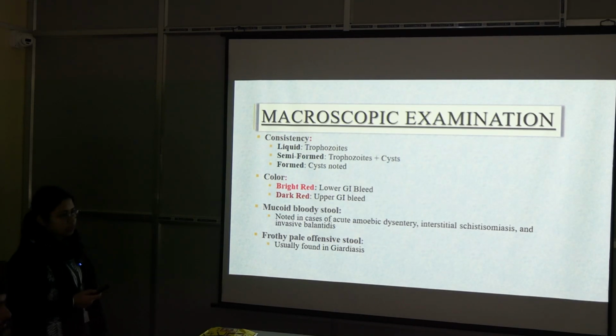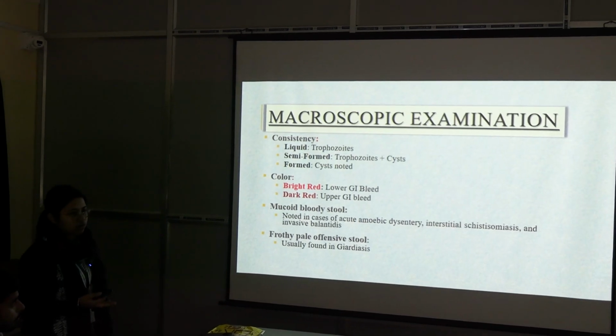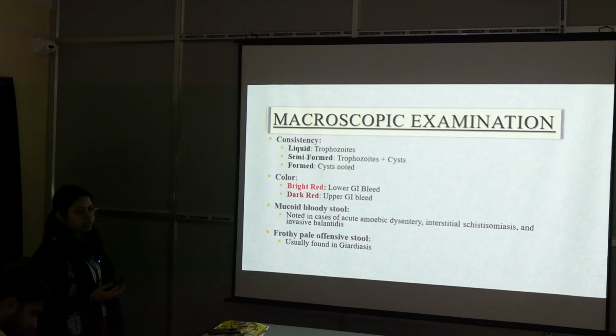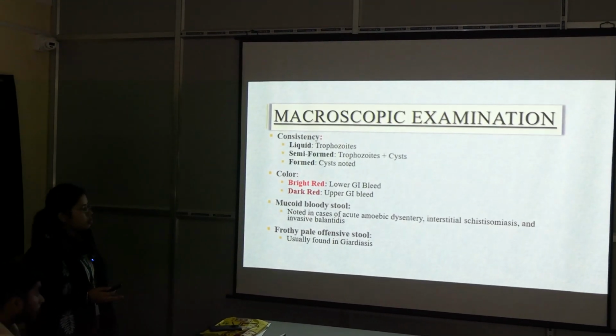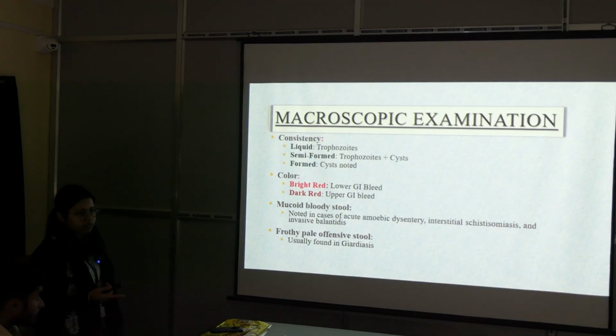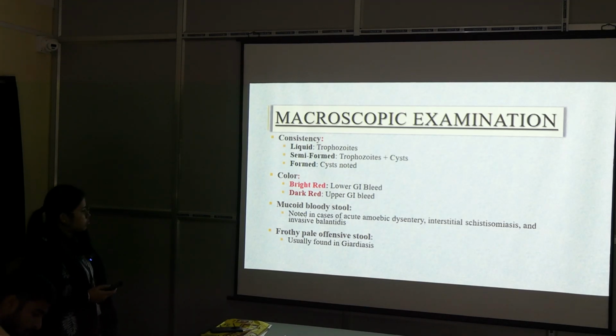Then we look for the color of the stool, whether it is blood mixed or not. If there is blood in the stool and the color is bright red, that means there is fresh blood in the stool. Fresh blood indicates that the patient might be having lower GI bleed, maybe because of hemorrhoids or piles. And if the color is dark red, then it can be upper GI bleed due to any peptic ulcer or any esophageal varices.